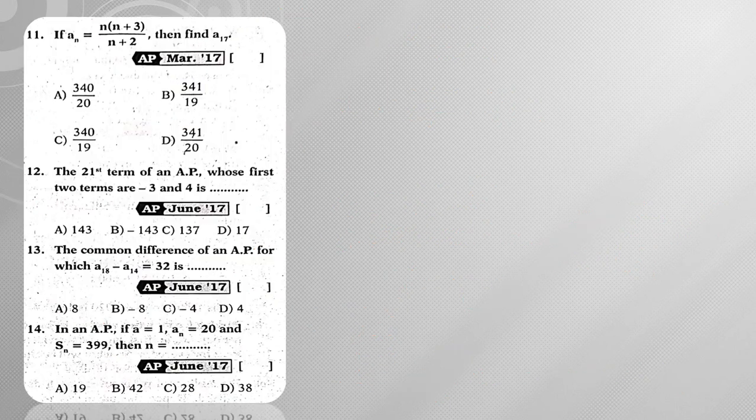Right? Next, moving on to question number 11. If an is equal to n into (n plus 3) by (n plus 2), then find a17. So for a17, what should I do in the place of n? I need to replace it with 17. Then I can write 17 into (17 plus 3) by (17 plus 2). This is 17 into 20 by 19. So 17 times 20 is 340, so 340 by 19 is my answer. Hence option C will be my answer here.